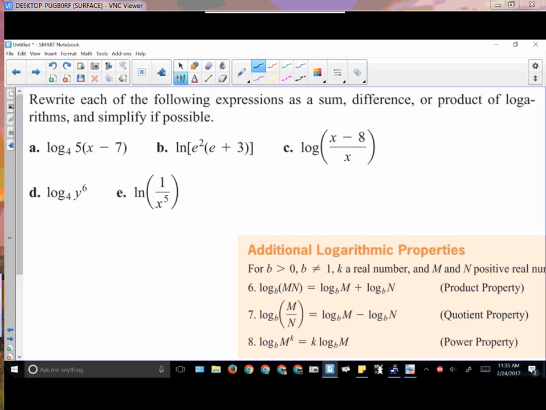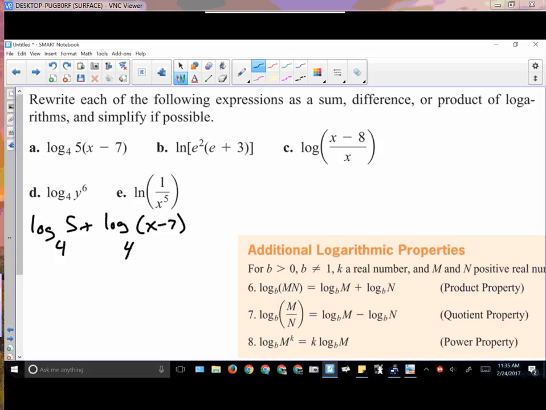Well, you'll notice that none of these have addition going on in them whatsoever. They only have multiplications. So for A, that would be log base 4 of 5 plus log base 4 of (x minus 7). Can't do anything else with that x minus 7. This is what it's going to be. Okay. Now, it's kind of like what you've noticed, hopefully, over time. Addition and multiplication tend to go together. Division and subtraction tend to go together.